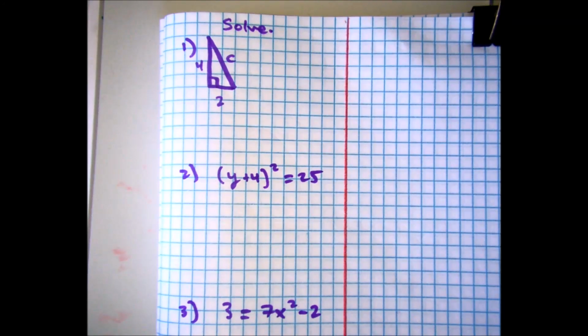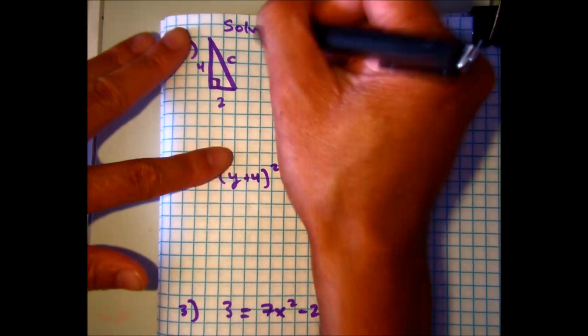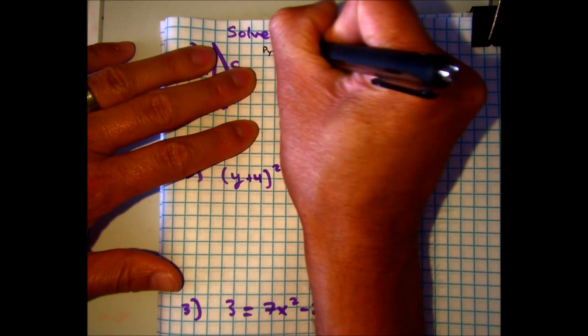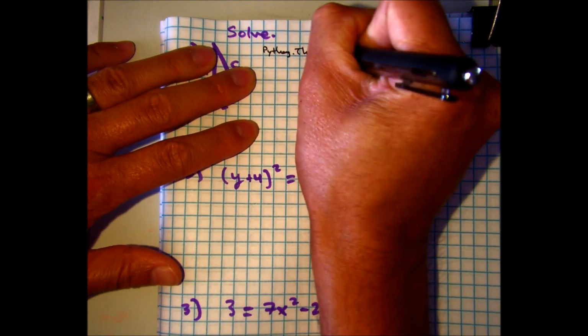First one you haven't seen in a while. We're solving a right triangle, the missing side. When you have two sides of a right triangle and you're trying to find the third, you should be using Pythagorean theorem, which is on your formula sheet. Class, tell me the formula.